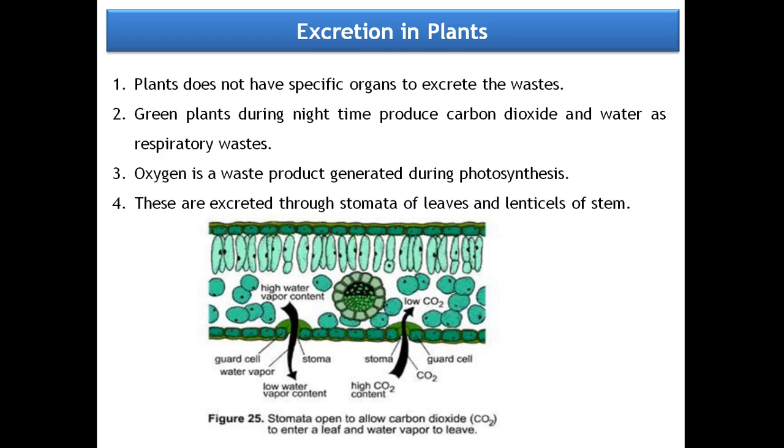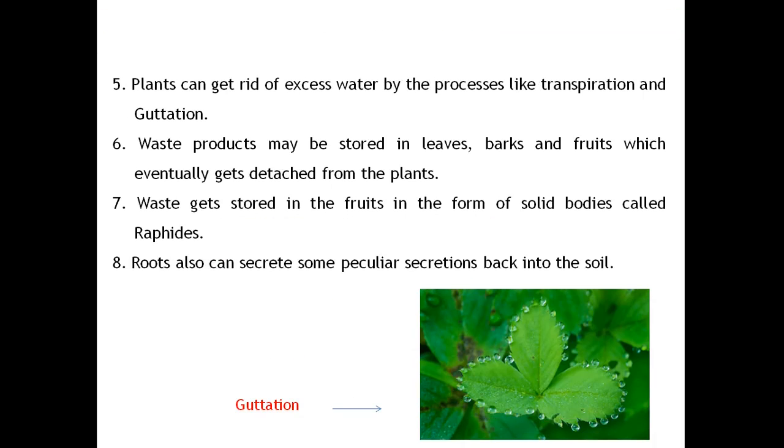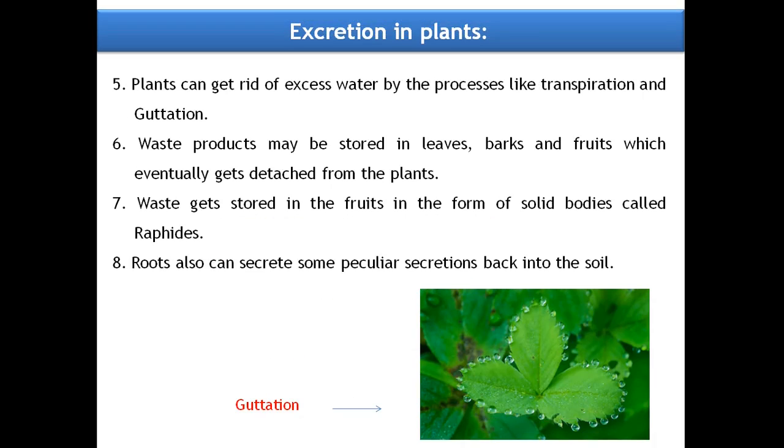These two gases, oxygen and carbon dioxide, are released out through the stomata of the leaves and lenticels on the stems. Plants get rid of excess water by the processes called transpiration and guttation. Transpiration is the process in which plants release water in the form of vapor through the stomata of the leaves, whereas they release water drops by the edges of the leaves of some plants like grasses. This process is called guttation.